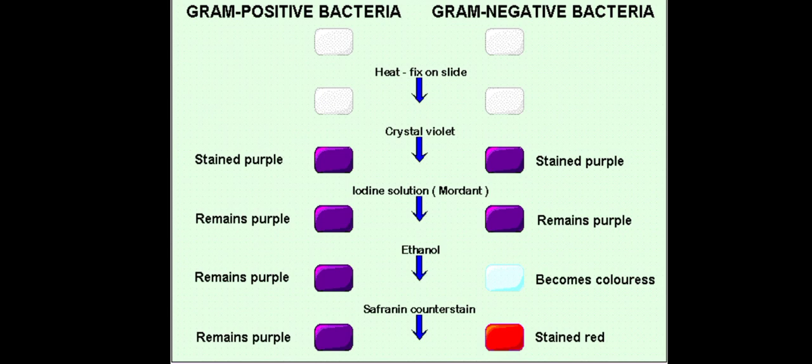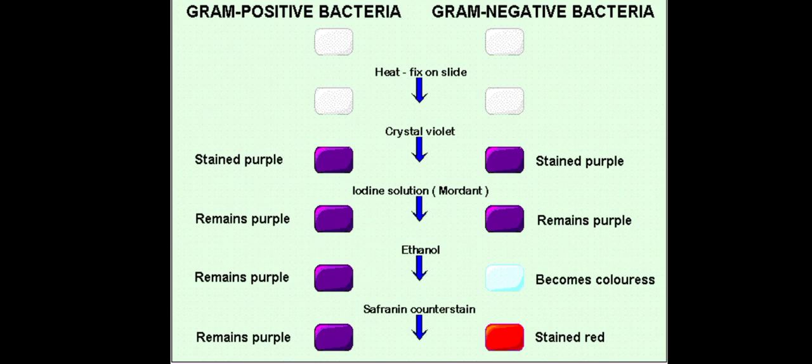Now here again within this figure we are observing how the differences occur, means the procedures are the same up to the application of the ethanol. That is, firstly we apply the bacterial smear, then there is the heat fixing, then application of crystal violet, then both of the cells, either Gram positive or Gram negative, are stained purple in color. Again there is the application of the Gram iodine, and both of these remain purple.